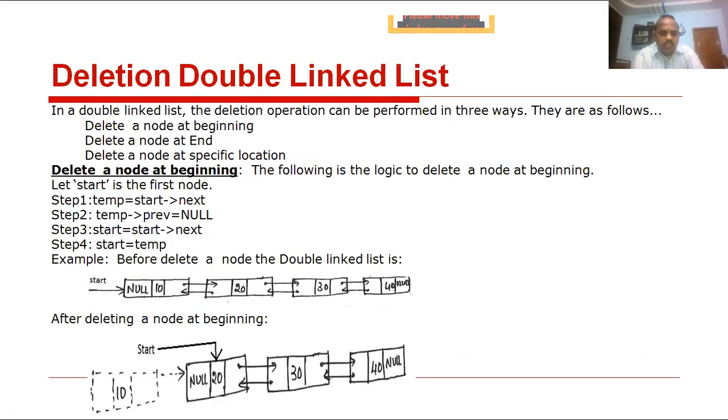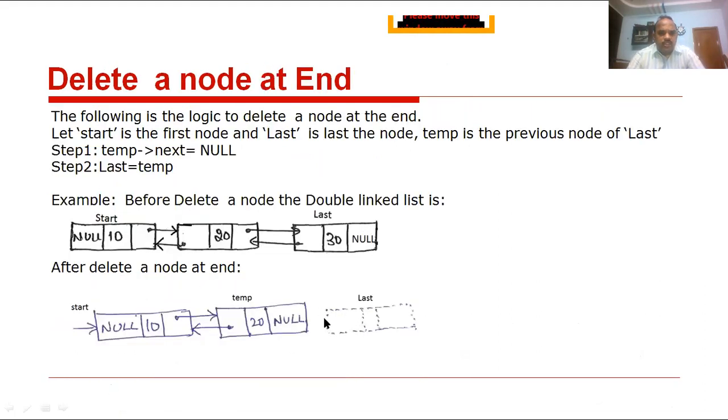Here also there are three ways to delete an element from the double linked list: delete a node at the beginning of the linked list, delete a node at the end of the linked list, delete a node at a specific location. At the beginning, this node we want to remove. Here start equal to start to next. So this is the start, then start to previous equal to null. Then this is removed. Clear? Next one is the end of the list. Here last equal to last to previous. Then the control moves here. Then last to next equal to null. Then this is disconnected. Clear?